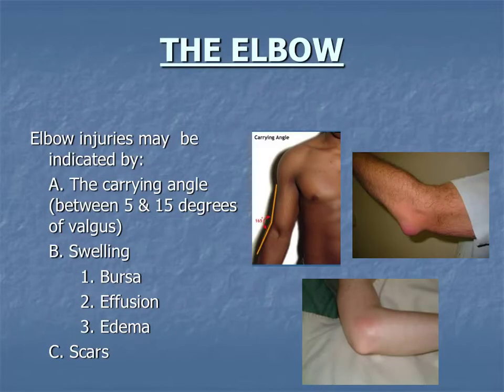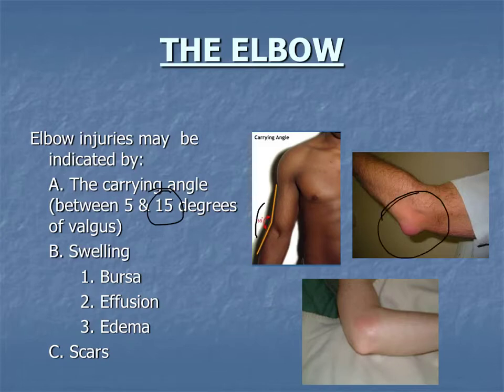The carrying angle of the elbow can indicate an injury. If a person flexes their arm more than 15 degrees, as stated right here, and they protect the arm by keeping it flexed, it could indicate that the carrying angle, which is the angle between the upper and lower arm, is guarding an injury.